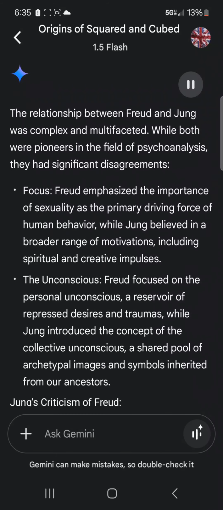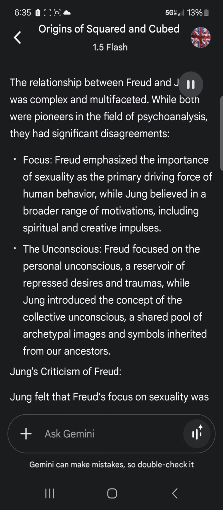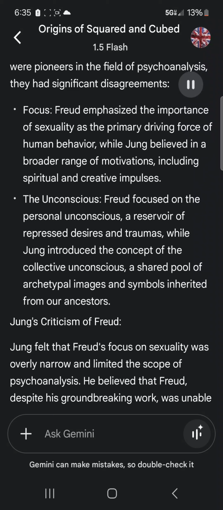The relationship between Freud and Jung was complex and multifaceted. While both were pioneers in the field of psychoanalysis, they had significant disagreements. Focus. Freud emphasized the importance of sexuality as the primary driving force of human behavior, while Jung believed in a broader range of motivations, including spiritual and creative impulses.